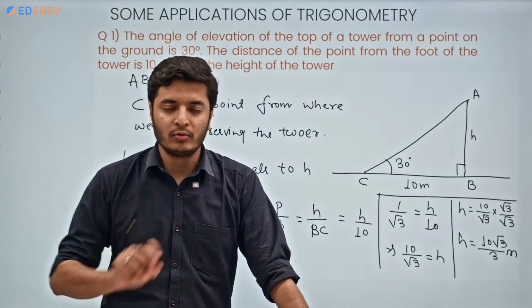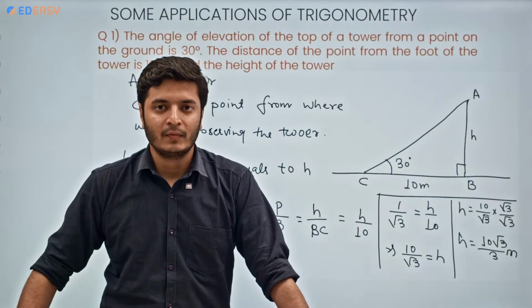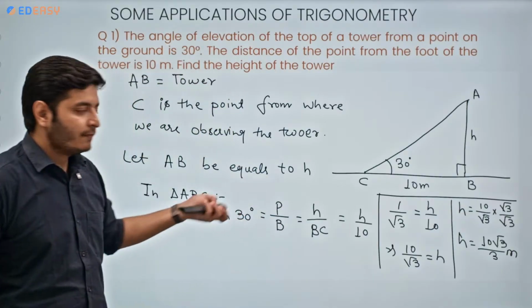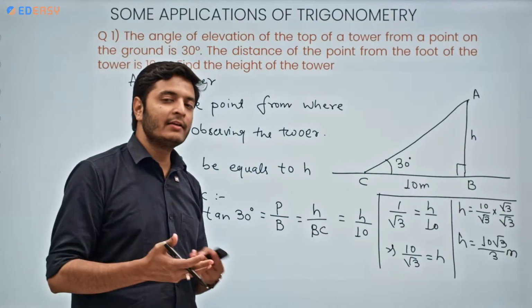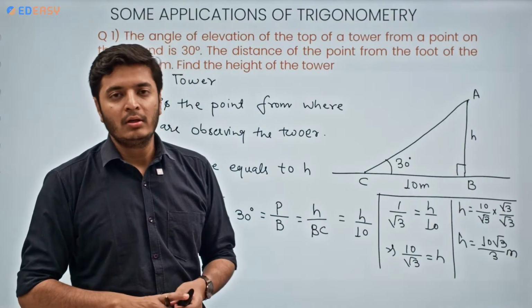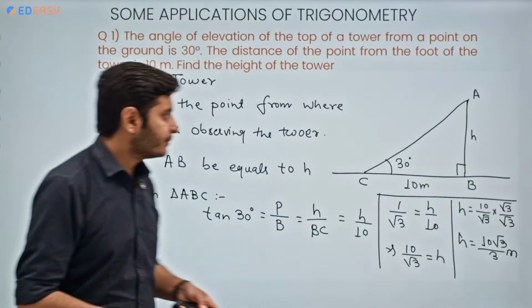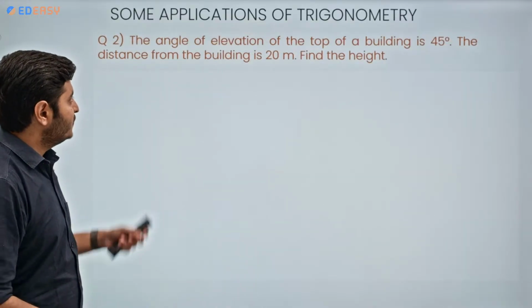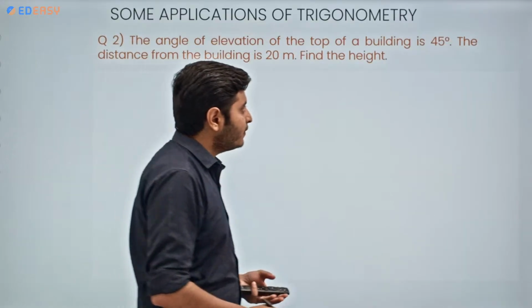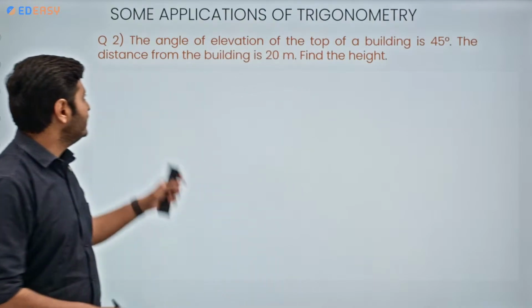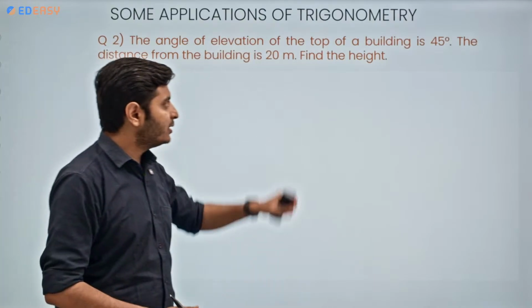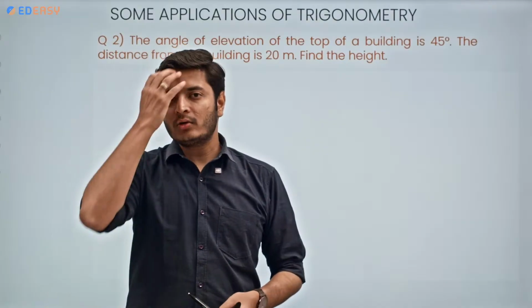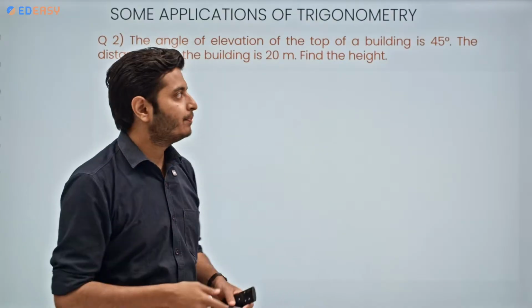Whatever is asked, you need to write that very clearly. Okay? This is a very easy problem. I will be starting from very easy problems to difficult ones. Okay? Second problem. The angle of elevation of the top of a building is 45 degrees. The distance from the building is 20 meter. Find the height. So again, a similar type of problem.